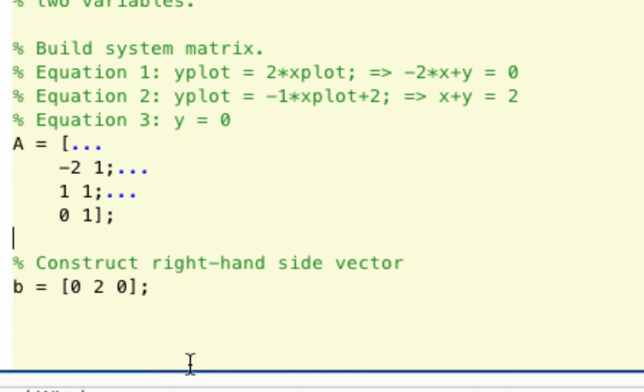Okay, it should be vertical. Let's do it that way. So now we are ready to solve our problem in the least square sense.